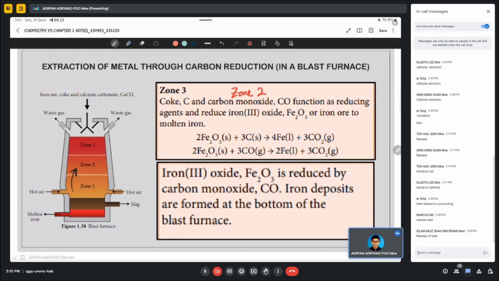Carbon monoxide is the reducing agent, and it goes to zone 3, where it meets the metal ore you poured in, like in this example iron(III) oxide, and they undergo redox. The Fe in iron(III) oxide accepts electrons, which is reduction, see? Fe2O3 is reduced, Fe undergoes reduction. What about the oxygen? The oxygen will undergo oxidation. See? If one is reduction, the other must be oxidation.